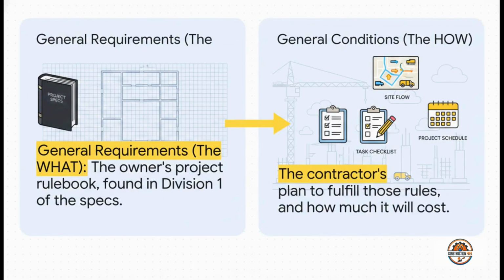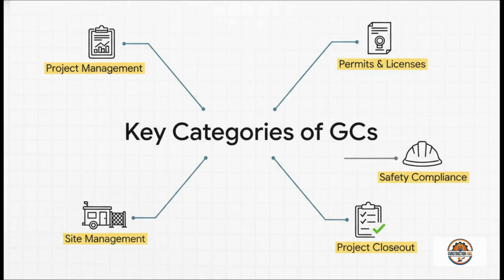Now, this next part is absolutely crucial. People mix up general requirements and general conditions all the time. The owner's specs, that's the general requirements. They tell you what needs to be done. General conditions, on the other hand, are the contractor's plan for how you're going to do it, and most importantly, what that plan is going to cost. It's really the difference between the rulebook and the actual game plan. And believe me, that game plan covers a ton of ground.